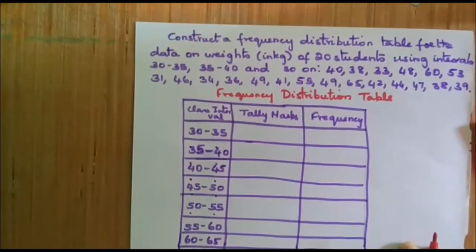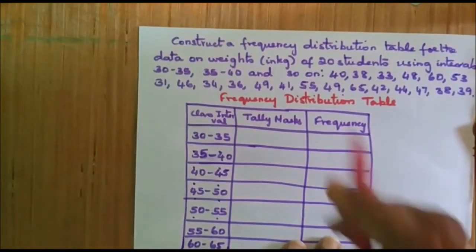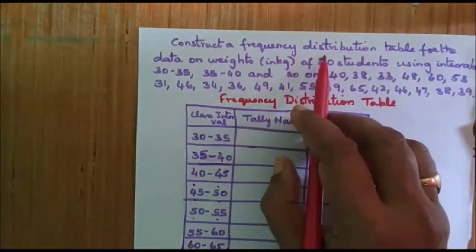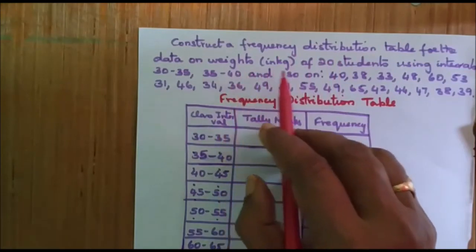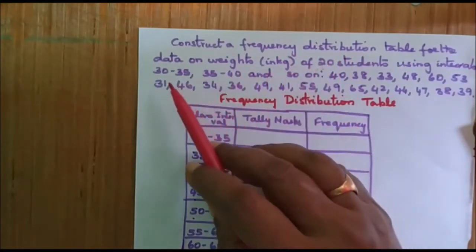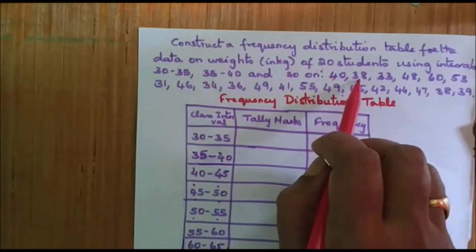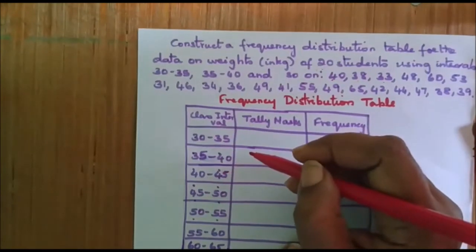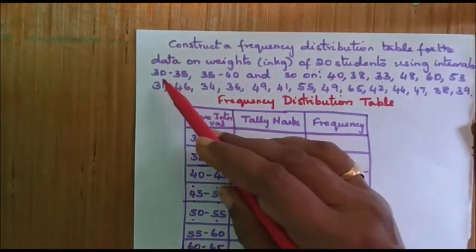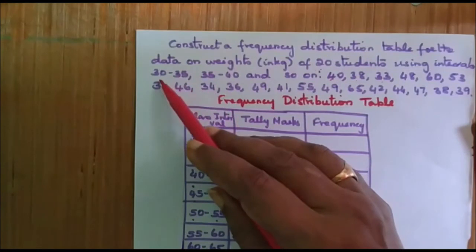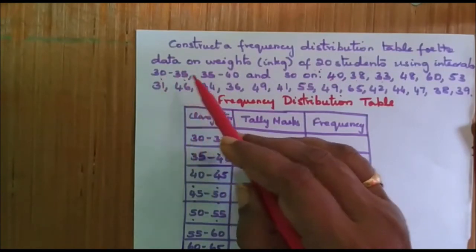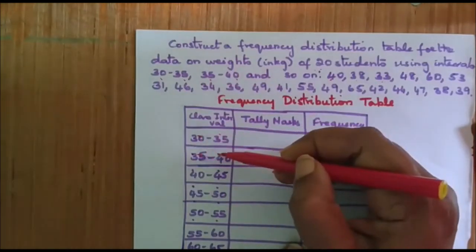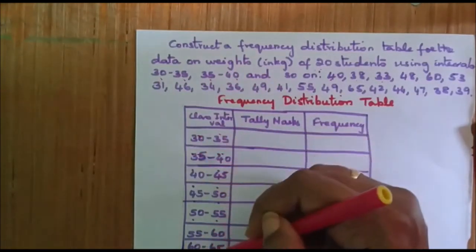Now we have been asked to construct a frequency distribution table. This is called grouping data. Now I have been given the weights of 20 students. The numbers are 40, 38, and so on. Now we cannot write each and every number and say how many times it comes. Instead of that, we can draw class intervals, that is between 30 to 35, 35 to 40, and so on. So I have made the class intervals.